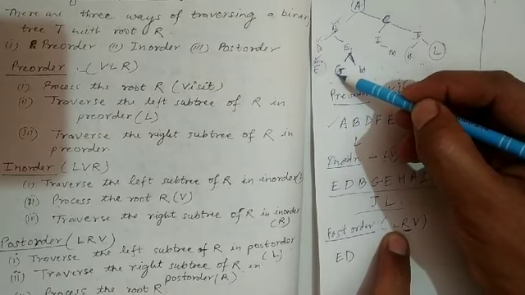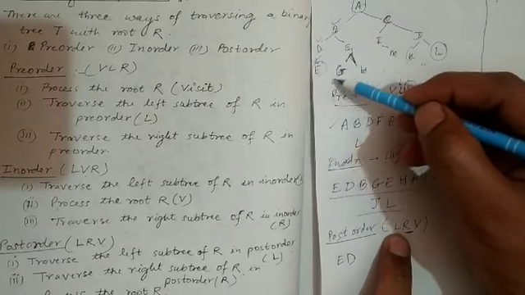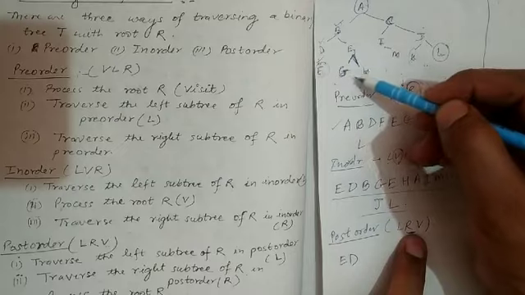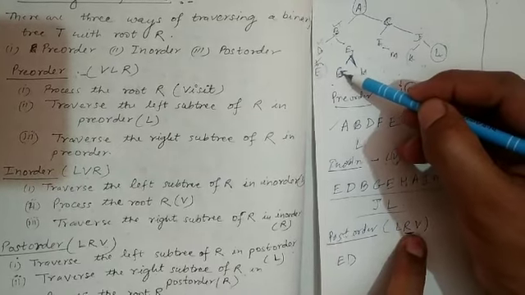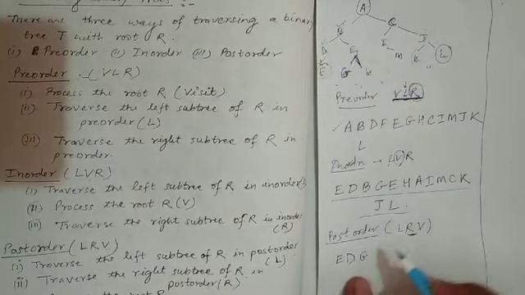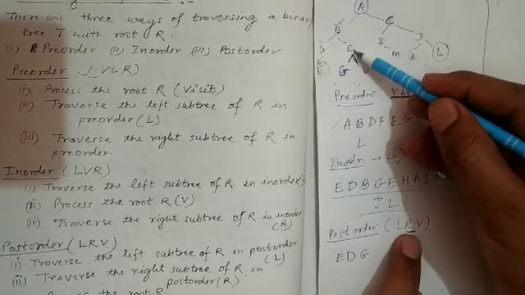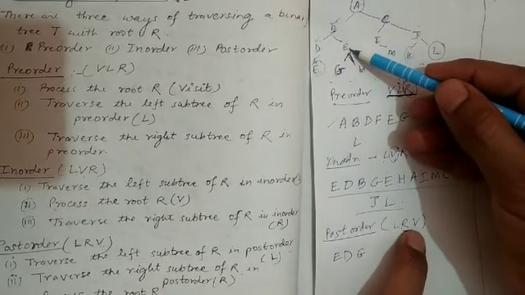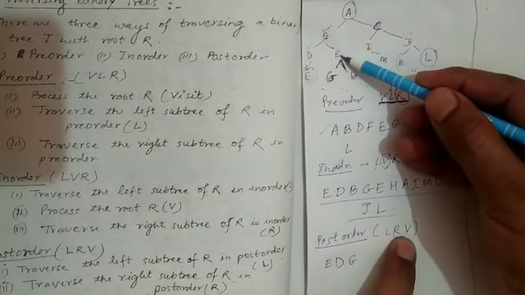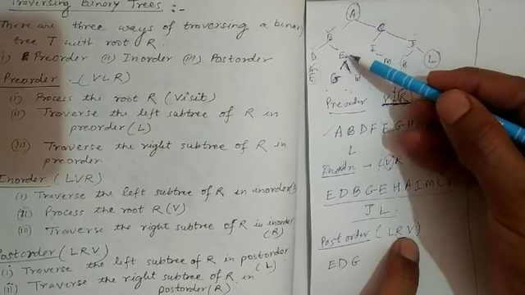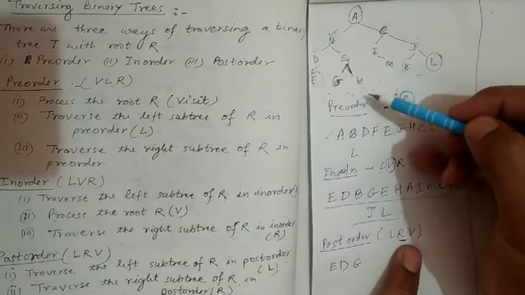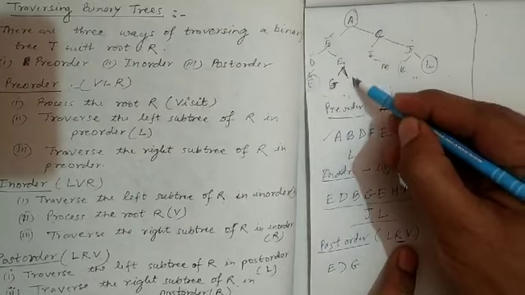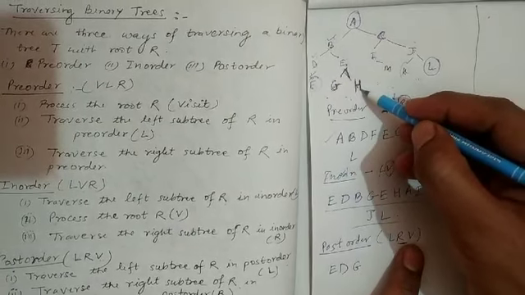Now again LRV will be called. You move left, no left child. Then the next part is R, move right side, no right child. Then visit. Now G is visited. Okay, now come back to E. The L part is completed, but the next two parts, R and V, are not completed. So move right. You will come here, H.